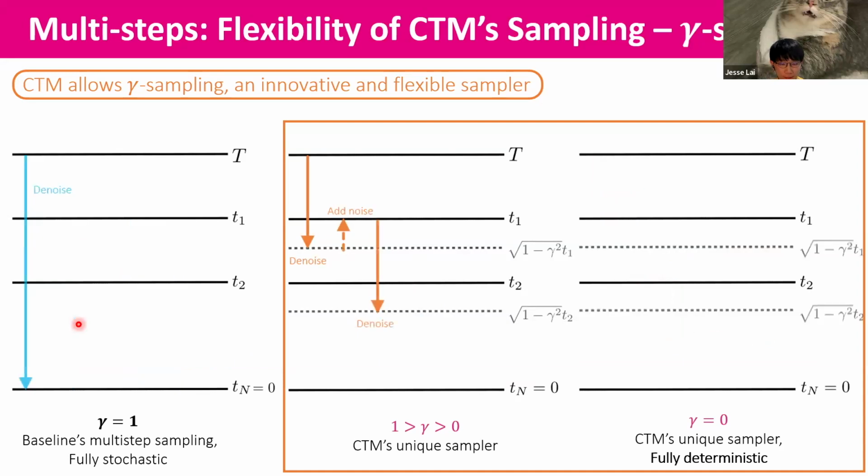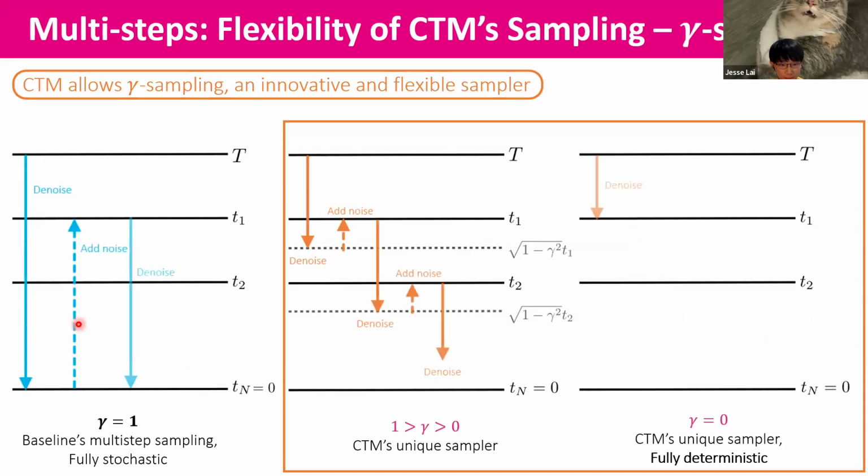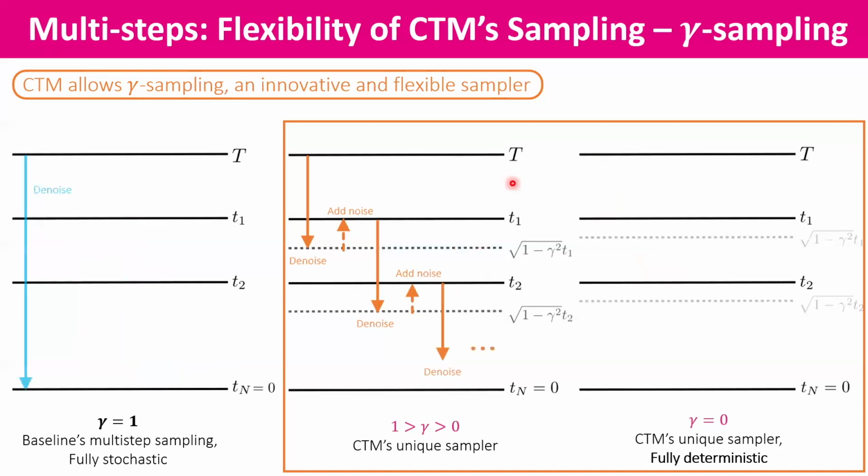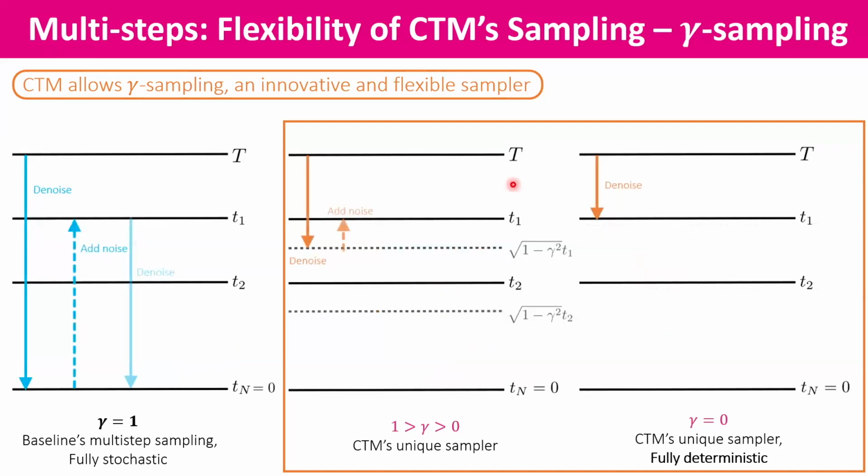So far, so good? I have one more question. I'm not able to understand the notation of time here. So you have capital T and then you have T1 and then T2 and then T0. So first, where gamma is 1, you directly go to T0 from capital T and you come back to T1.